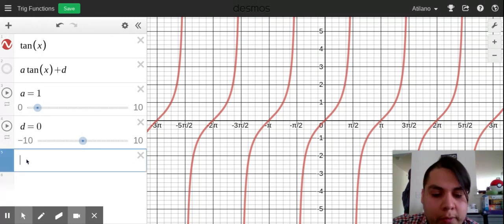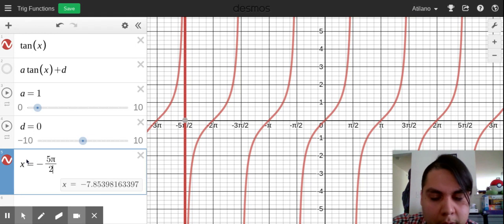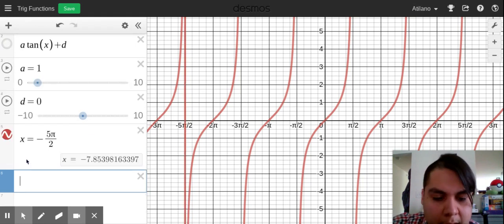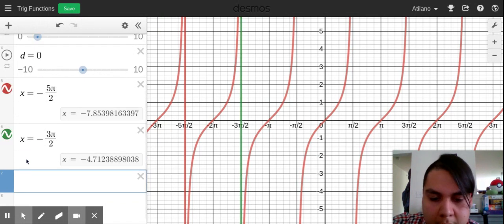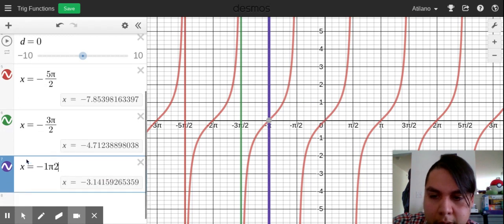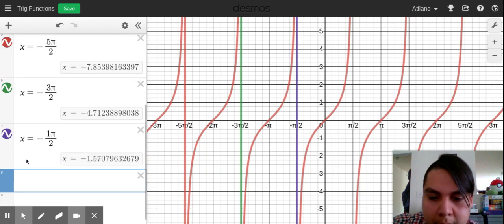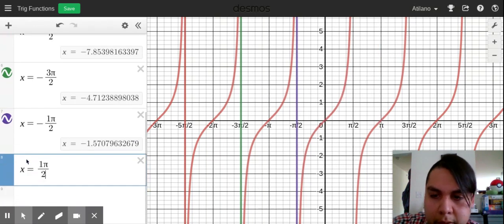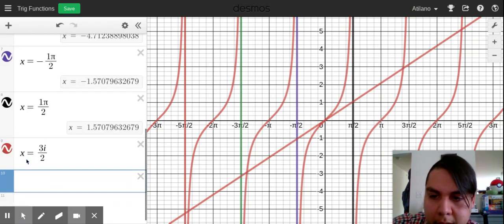Let's say we have a vertical asymptote at x equals negative, it looks like 5 pi divided by 2. Cool. It looks like I have another one at x equals negative 3 pi divided by 2. It looks like I have yet another one at negative 1 pi divided by 2. Another one at x equals 1 pi divided by 2. And hopefully you guys are picking up on what I'm laying down here.